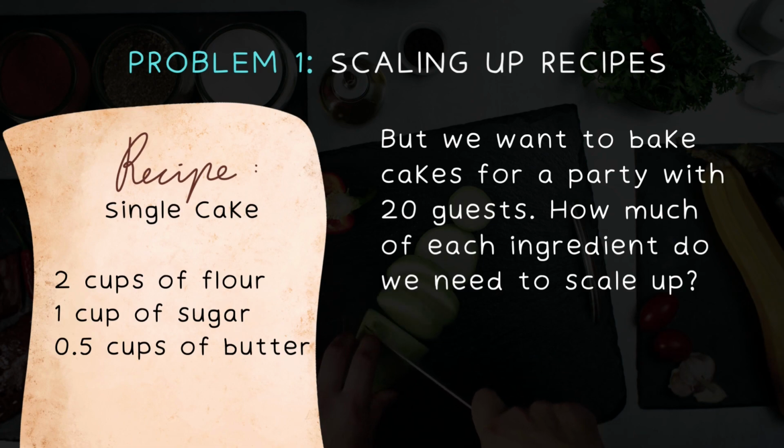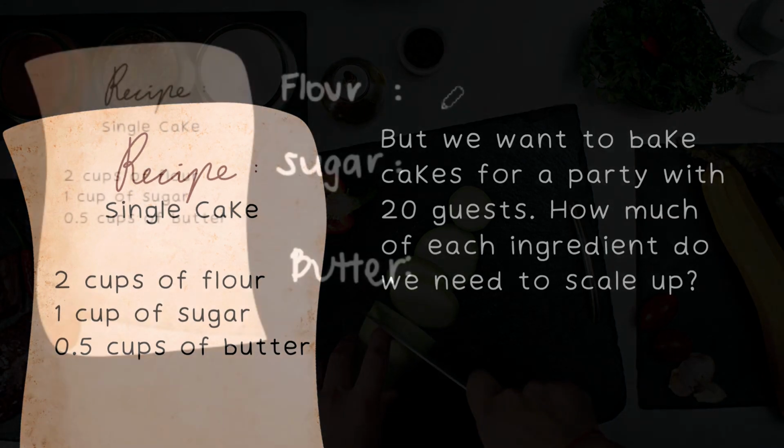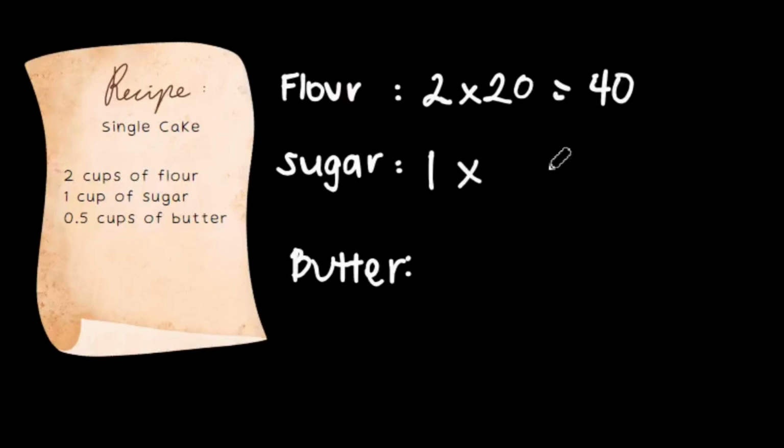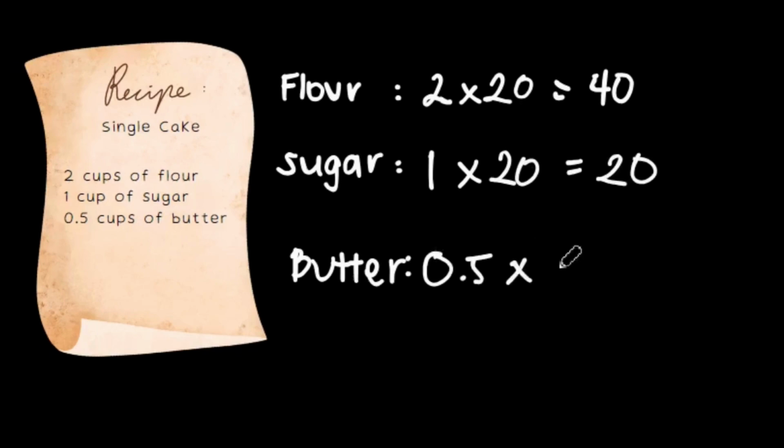To scale up the recipe, we need to multiply each ingredient's quantity by 20, the number of cakes we want to make. So, for flour, it's 2 cups times 20 equals 40 cups. For sugar, it's 1 cup times 20 equals 20 cups. And for butter, it's 0.5 cups times 20 equals 10 cups. That's it. Now we have the ingredients needed to bake 20 delicious cakes.